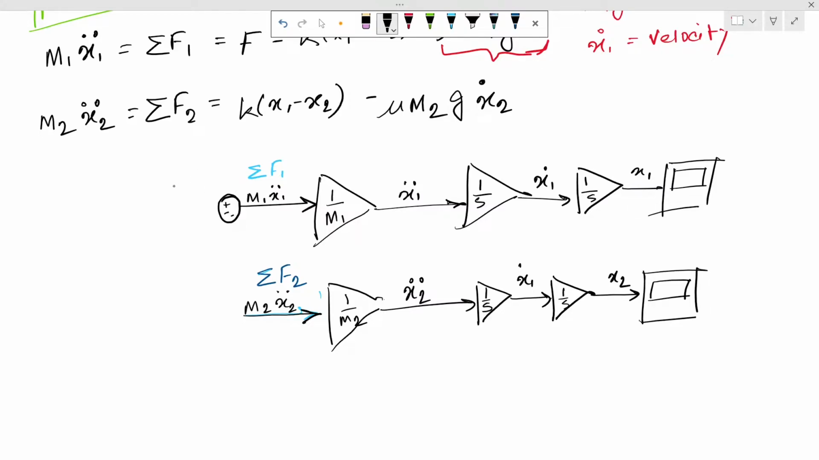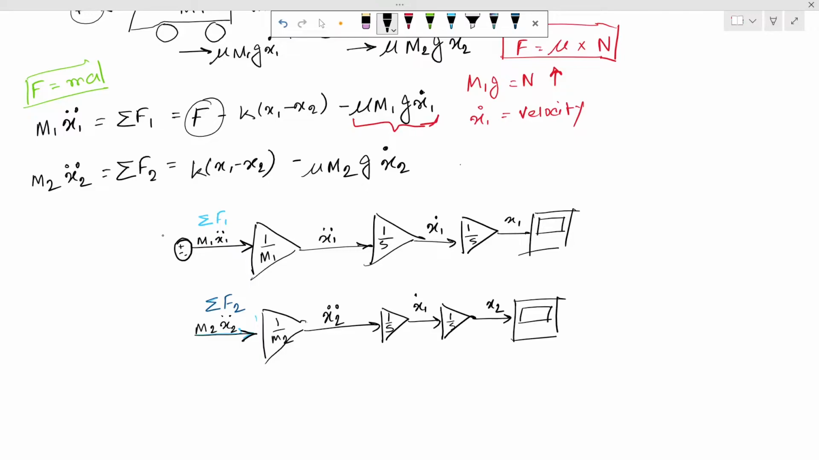Now, what was the primary force of the engine? It was the F force. So I will include the signal generator. From here I can give F. I will give a square input. First I will subtract this mu m1 g x1. So x1 I will get from here.